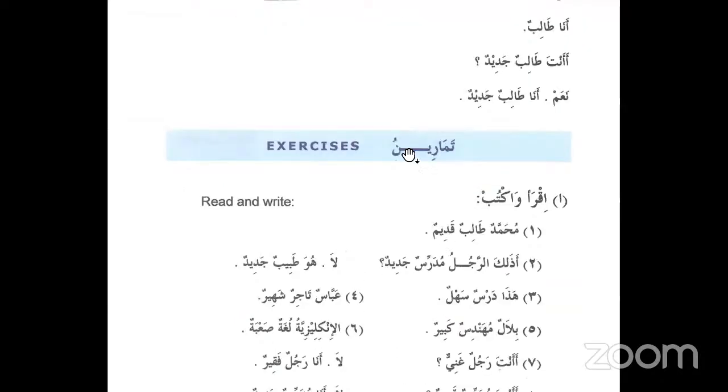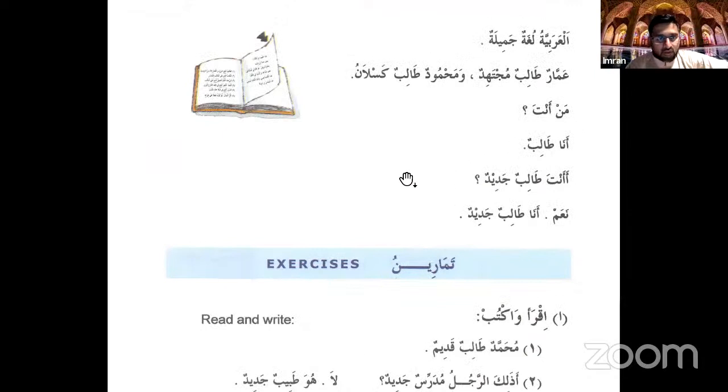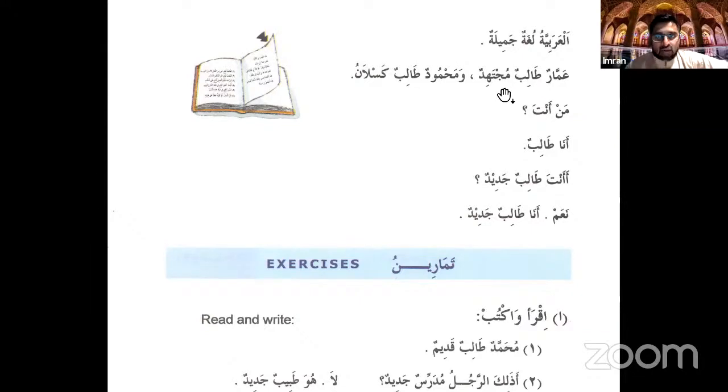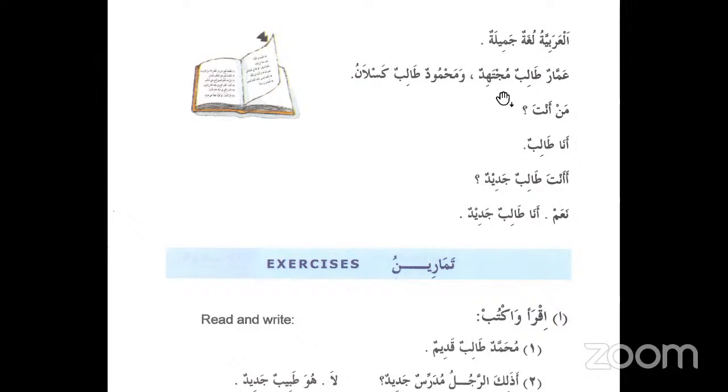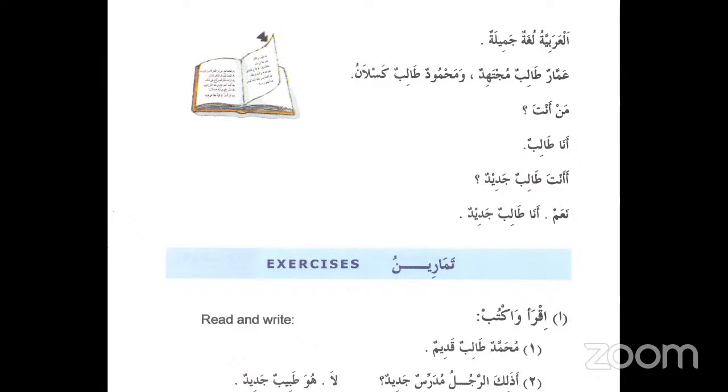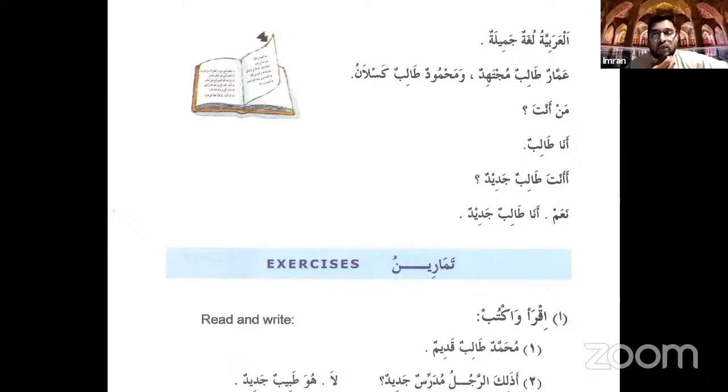Al-Arabiyatu lughatun. Azmina, you go. Ammarun talibun mujtahidun. Correct. Translate. Mujtahidun means hardworking. Ammar is a hardworking student. Correct. Ammarun talibun mujtahidun.